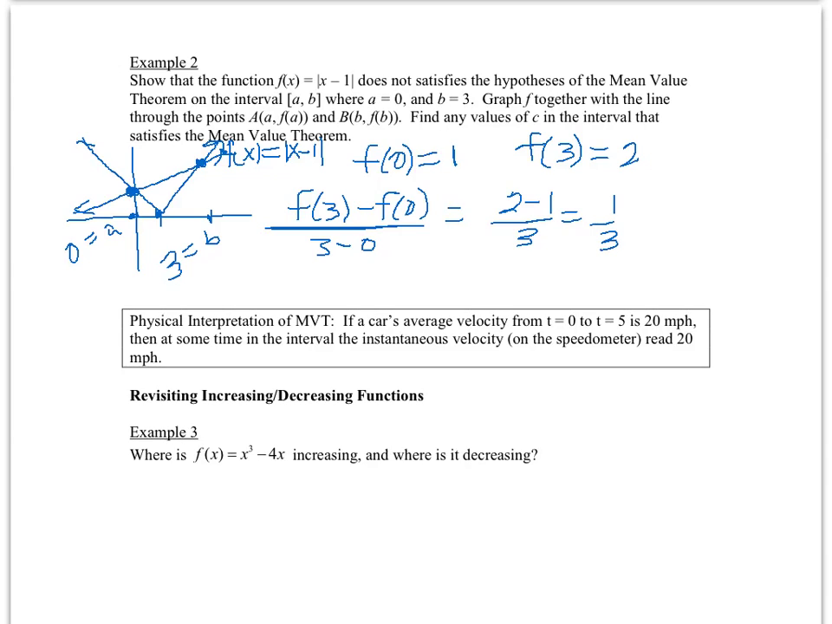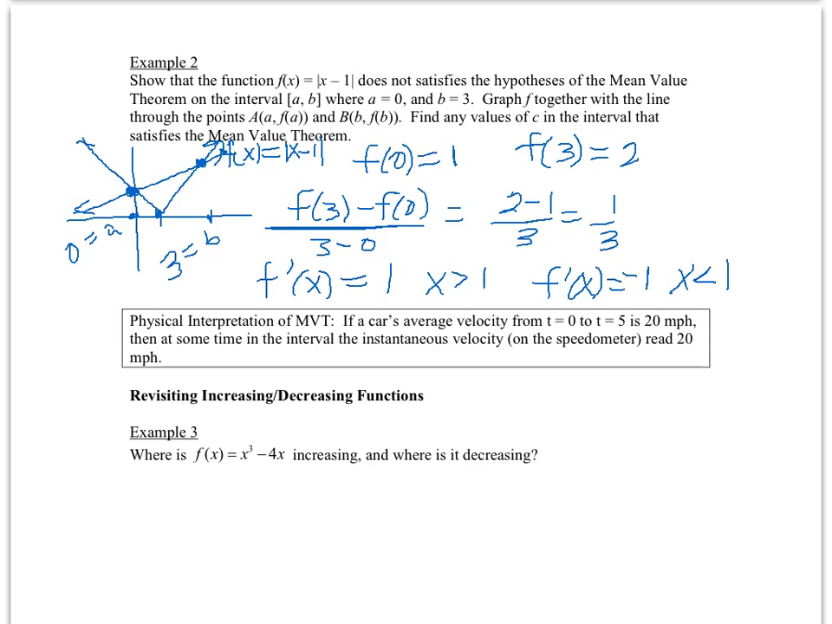The function itself, f prime of x, is going to equal 1 for x greater than 1, and the derivative equals a -1 for x less than 1. There are no other values of the derivative of this function. And again, there is no value that satisfies the mean value theorem because the hypotheses didn't hold. So there's no value of c.